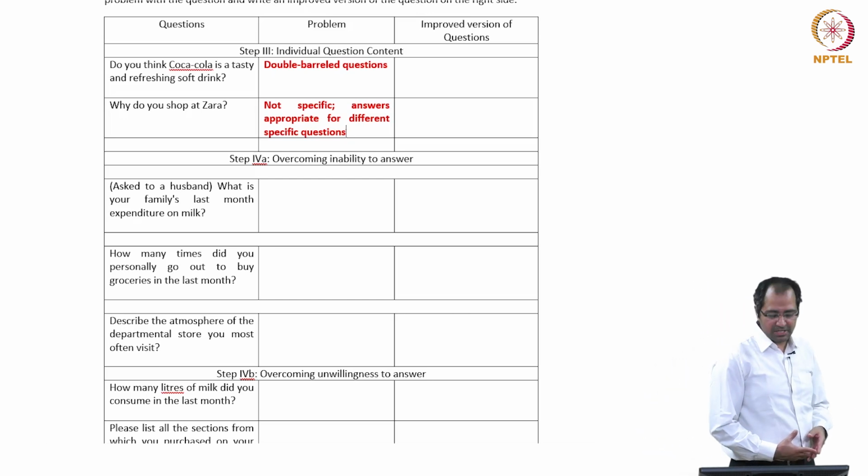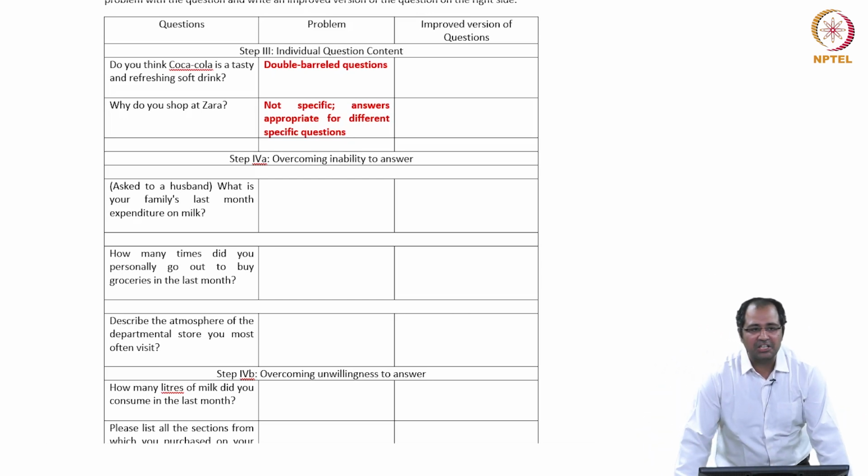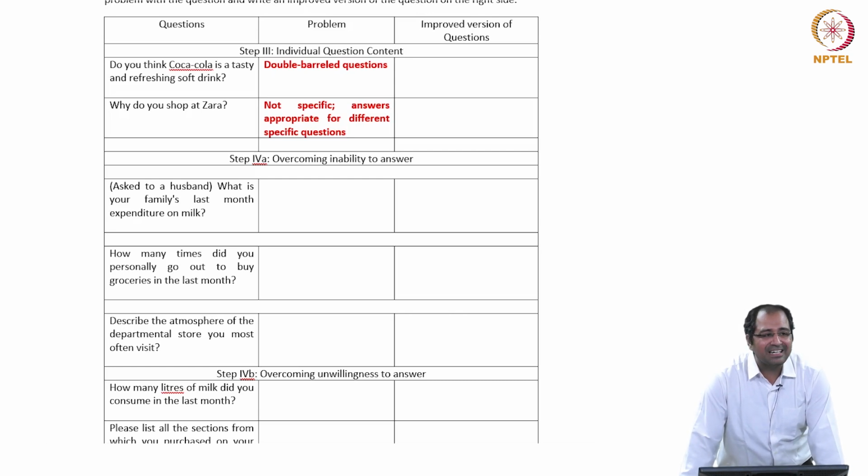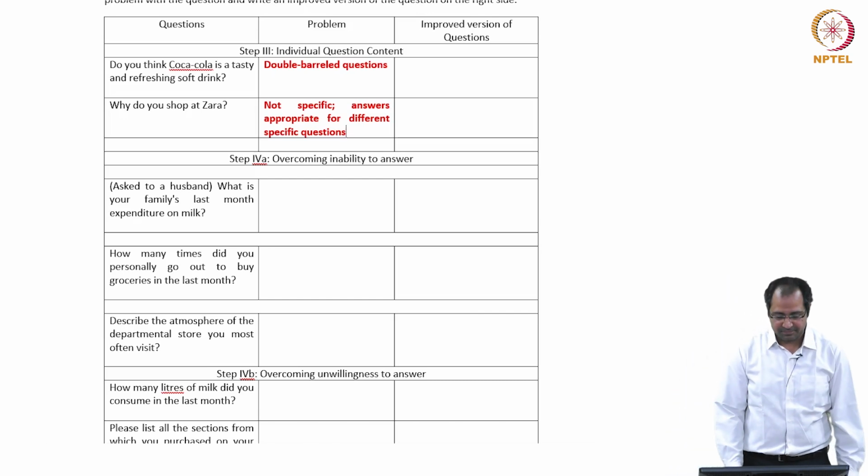So when you are developing a questionnaire, you have to keep these first three steps complete. Step number 4 is overcoming inability to answer, which means you have to overcome respondents' inability to answer so that they can answer correctly. The idea is to get closer to the truth. You have to frame the questions in such a way that the respondent is able to answer, not unable to answer.